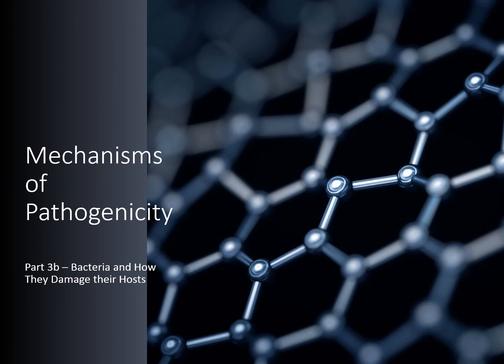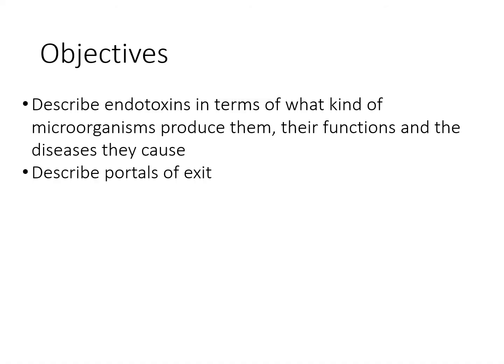In my last video, we talked a bit about siderophores, exotoxins, and direct damage that pathogens exert on human hosts in order to cause disease. In this video, we want to look at the role of endotoxins in causing disease, and we'll also look at portals of exit. Your objectives for this video are to explain what endotoxins are and what microorganisms produce them. You'll also want to be able to talk about or describe their functions and the diseases that they cause. Finally, you should be able to describe what portals of exit are and give some examples.